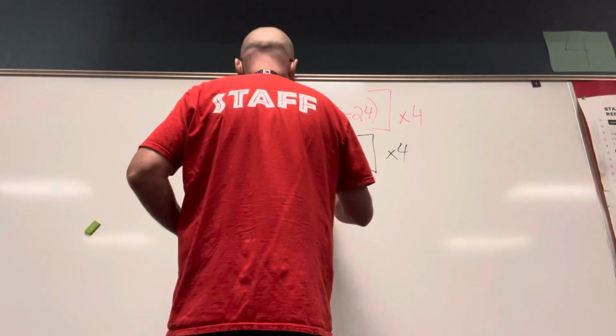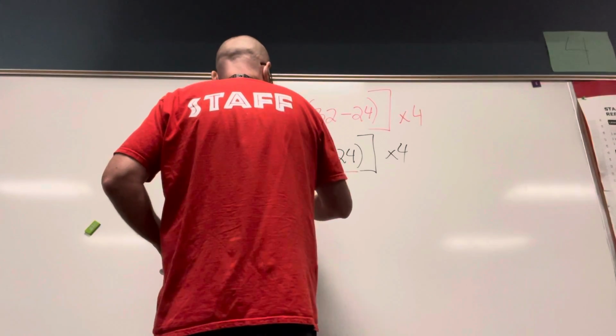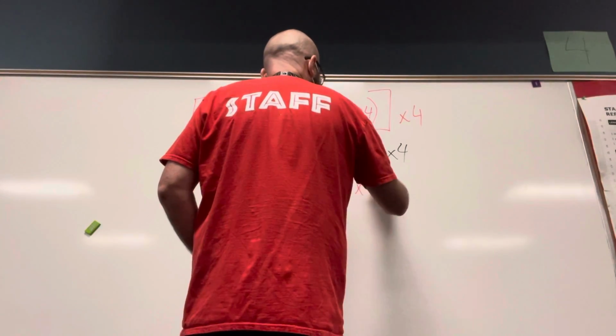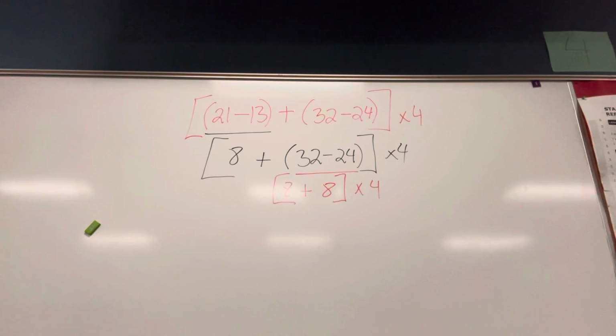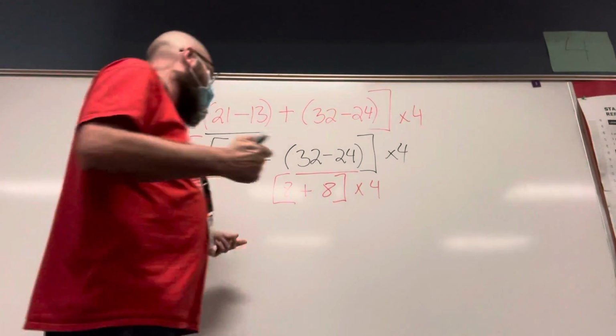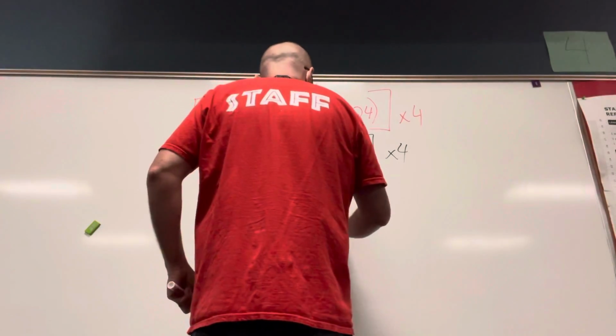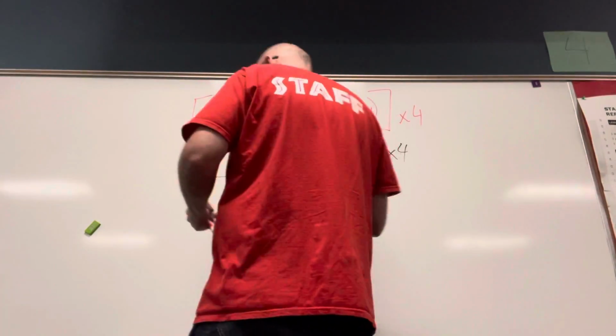I'm still inside the brackets. So I have 8 plus 8 inside the brackets. Outside the brackets, I have multiplied by 4. I still have my grouping symbols, so I start with my grouping symbols. Ziamari, what's 8 plus 8? 16. And now I am out of the brackets.